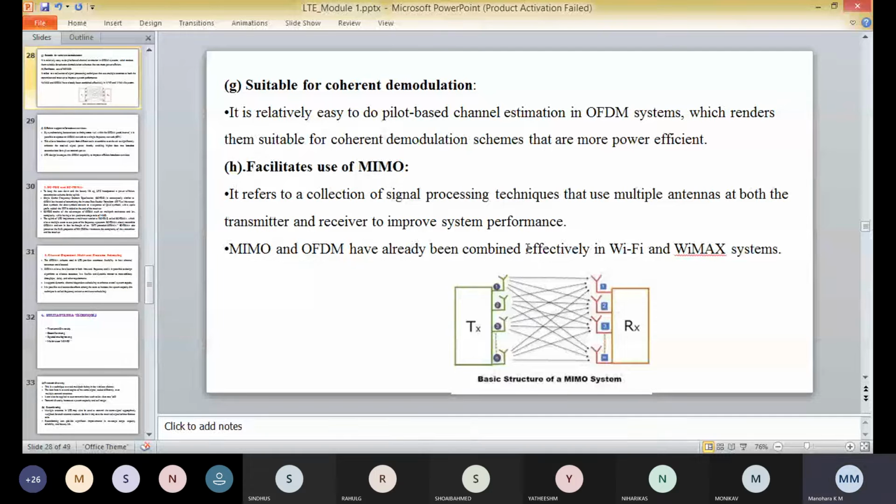And the next one is being suitable for coherent demodulation. It is easy to do pilot based channel estimation in OFDMA systems.